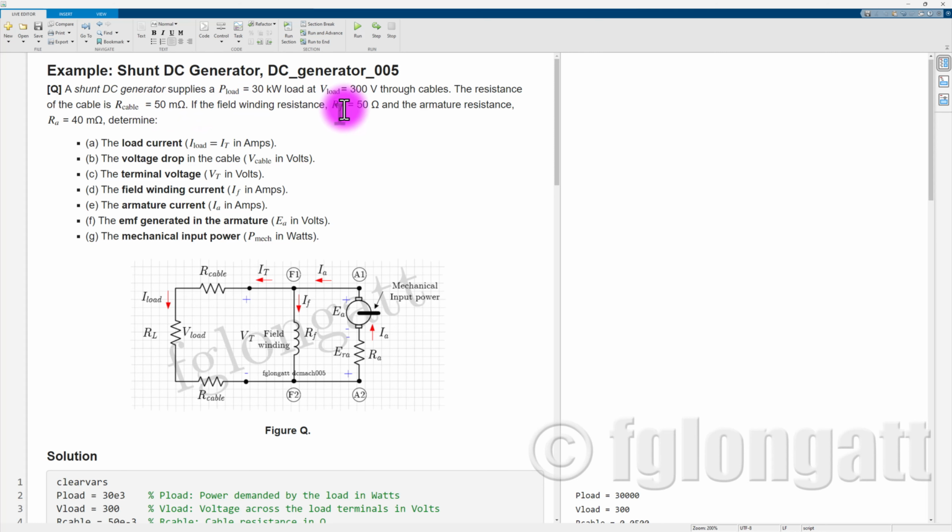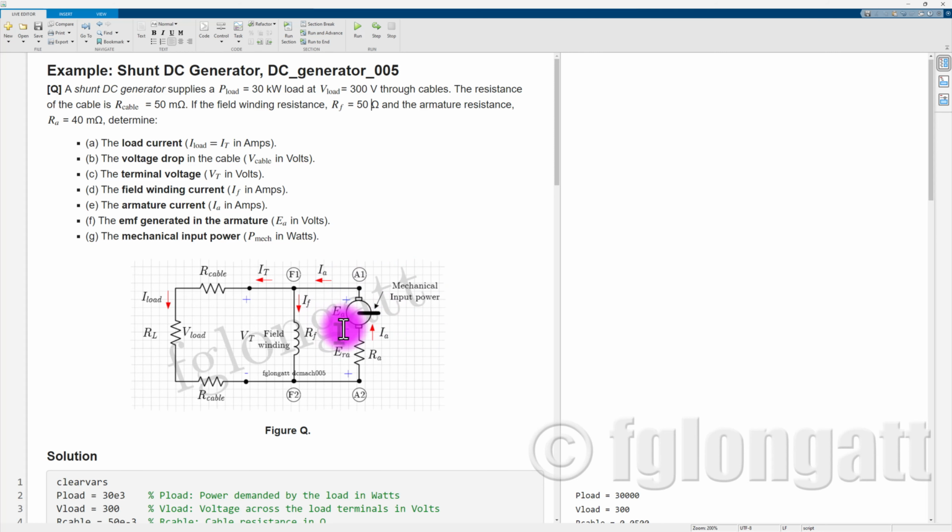And if the field winding resistance is 50 ohms and the armature resistance is 40 milliohms, determine first the load current in amps, the voltage drop in the cable in volts, the terminal voltage in volts, the field winding current in amps, the armature current in amps, the EMF generated in the armature in volts, and finally the mechanical input power at the DC shunt generator.